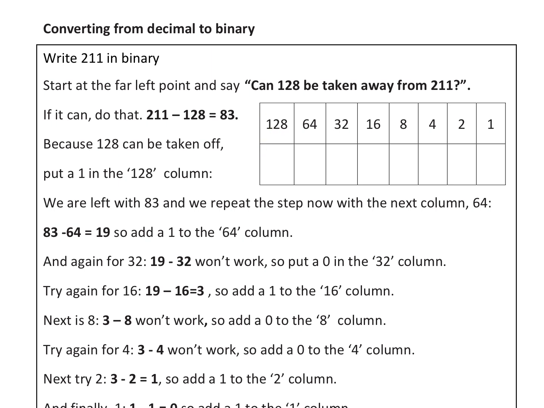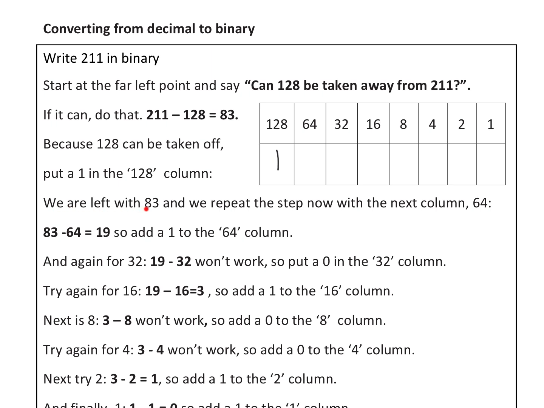And we would say, does 128 fit into 211? Can 128 be taken away from 211? If it can, we'll do that. And it does. 128 can be taken from 211 and we get 83. So we put a 1 in that column because 128 fitted. Now when we did that, we are left with 83. We're eventually going to keep taking away until we've got 0, and that should make up the number 211.